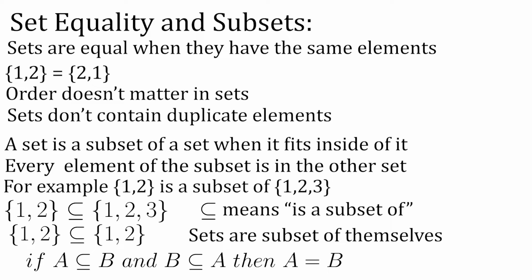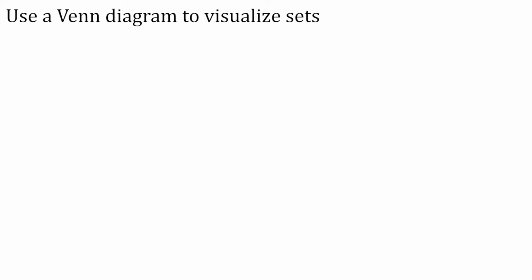If A is a subset of B and B is a subset of A, then everything in A is in B and everything in B is in A, and then the sets are equal. This is a common technique to prove that two sets are equal, but I don't think we'll be doing too many proofs here. There is a tool called the Venn diagram that is used to visualize sets.